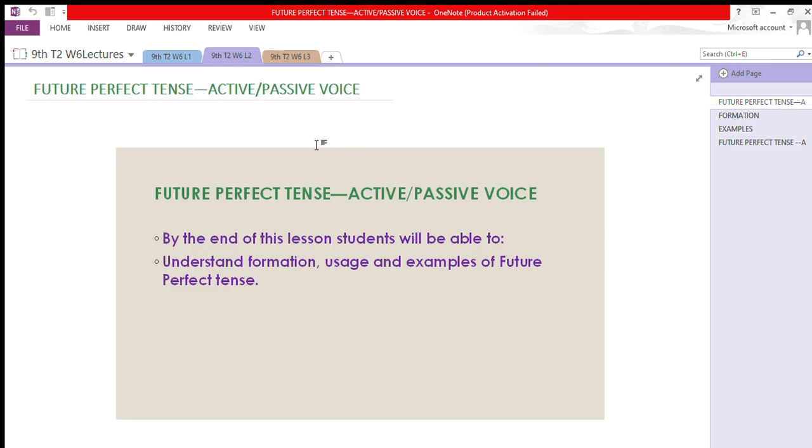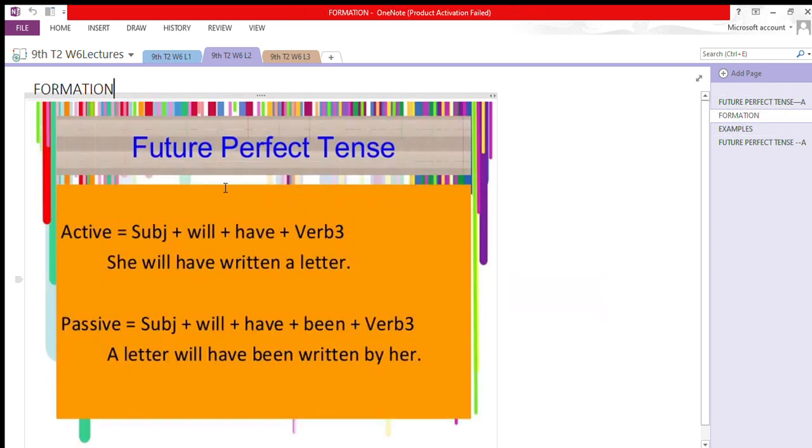Today we are going to talk about future perfect tense, active and passive voice. So by the end of this lesson, you'll be able to understand how to frame and how to use future perfect tense in active and passive voice. You will see the examples. Okay. So first we need to understand what is future perfect tense, active and passive voice.